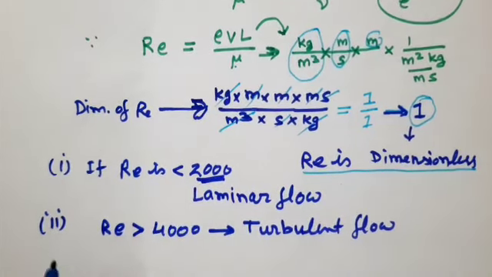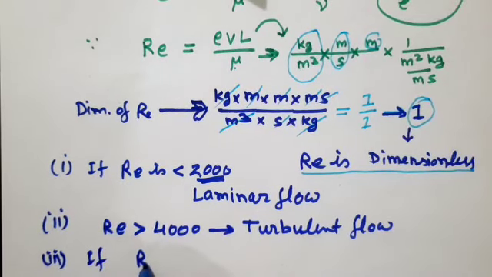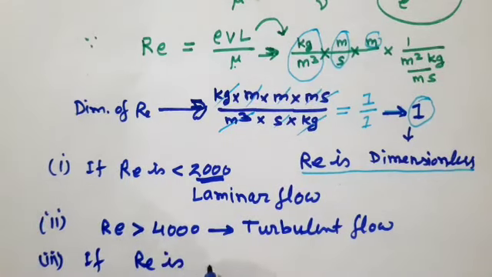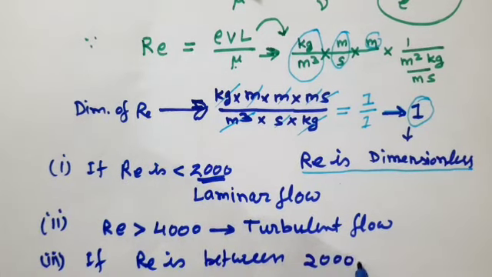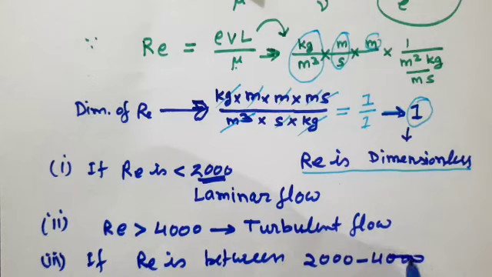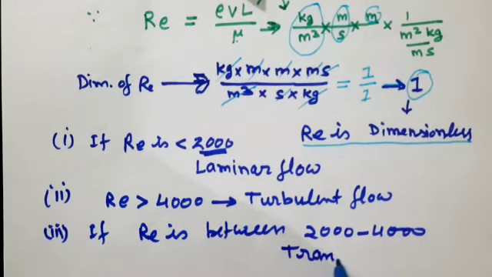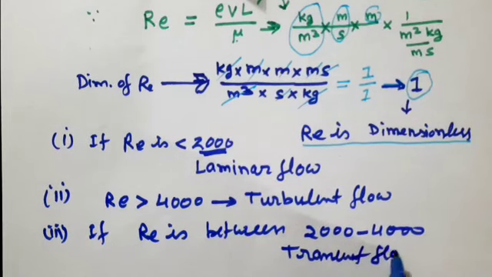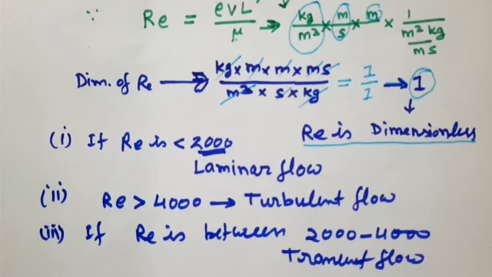Okay, if Re is between 2000 and 4000, then it will be transient flow. Okay, so in between laminar and turbulent, the flow will be transient. So this is the Reynolds number, and this is a dimensionless number.